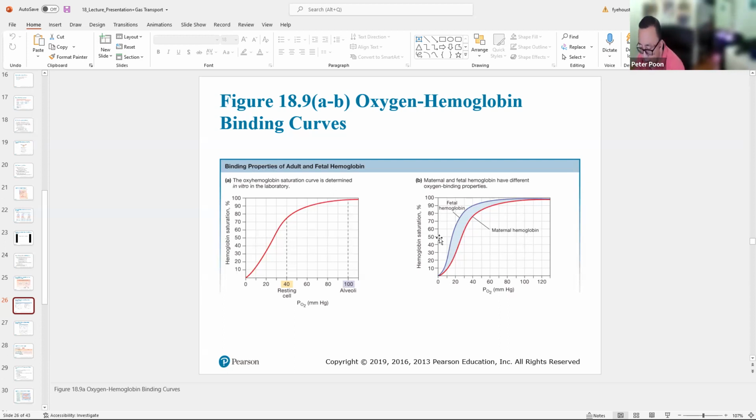There's a place in the chorionic villi where these two red blood cells are right next to each other. They don't cross, but they're right next to each other. And the fetal red blood cell always wins and captures the oxygen from the mother. So that forces the mother to give up the O2 to the baby.